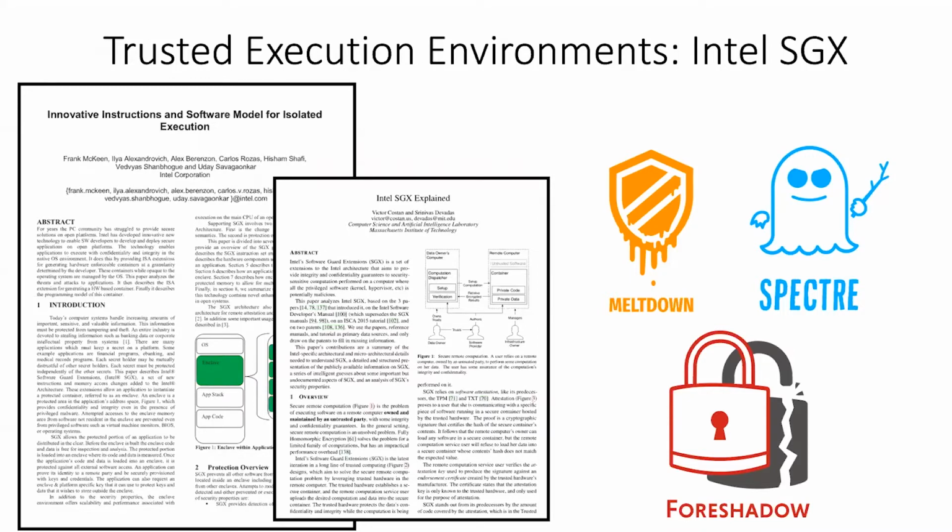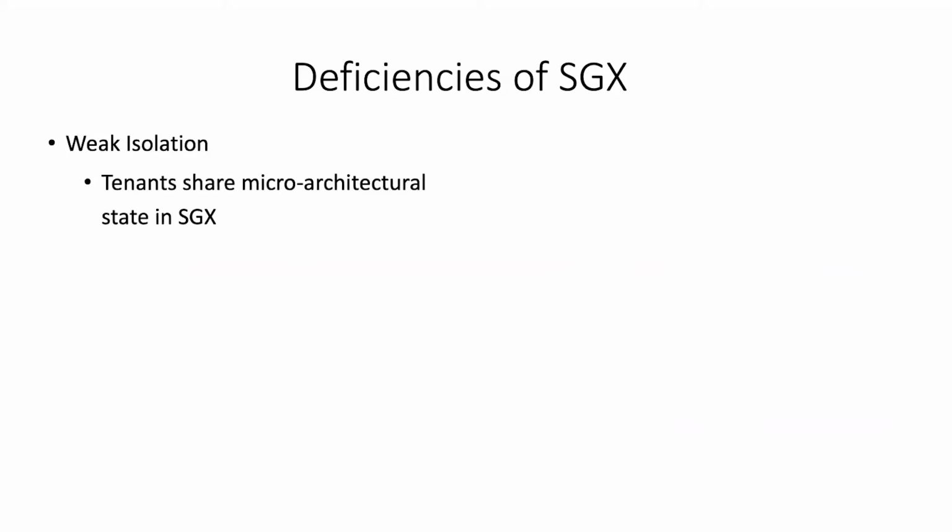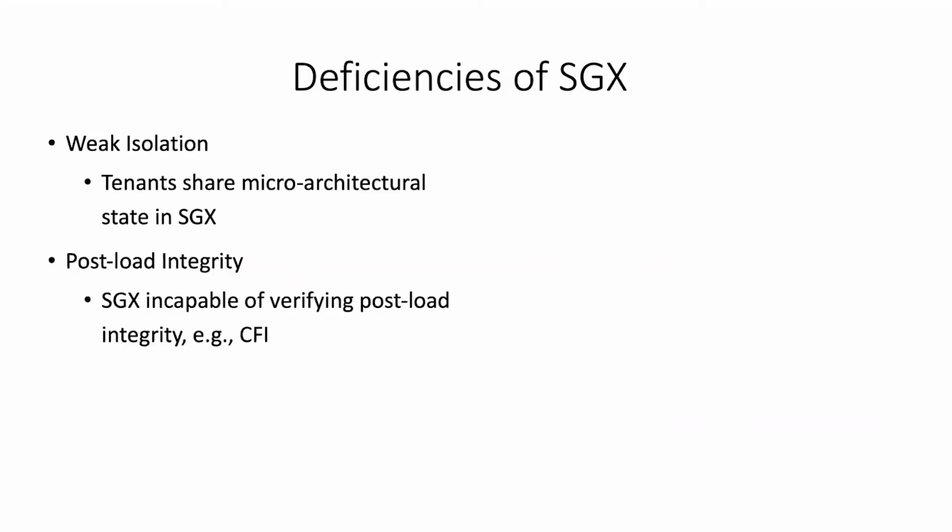Now, to add insult to injury, the performance overhead of fixing these vulnerabilities was also fairly non-trivial. So for Foreshadow, Intel had to disable hyperthreading, which in its worst case scenario can incur an overhead as high as 50%. So clearly we can see that SGX or other TEEs have deficiencies, which can be broadly categorized as A, weak isolation because the tenants share microarchitectural state. B, SGX has no mechanism to enable post-load integrity checks on the computation that is running inside an enclave, such that the code that is running these checks can reside in an independent, isolated address space.